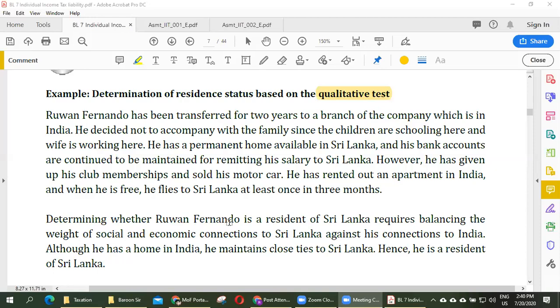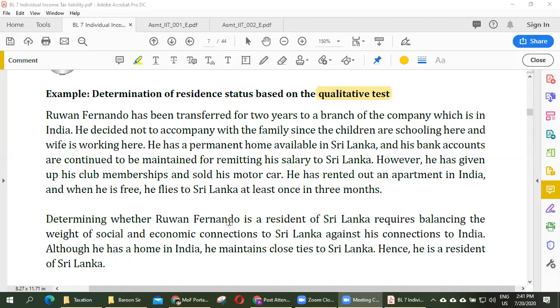However, he has given up his club membership and sold his motor car. Right? In India, he is available in India. He paid his annual membership fee to his club in Sri Lanka while he is in Sri Lanka, and he has sold a motor car in Sri Lanka. Right? He has rented out an apartment in India, and when he is free, he flies to Sri Lanka at least once in 3 months. Every 3 months, he comes to Sri Lanka and stays.